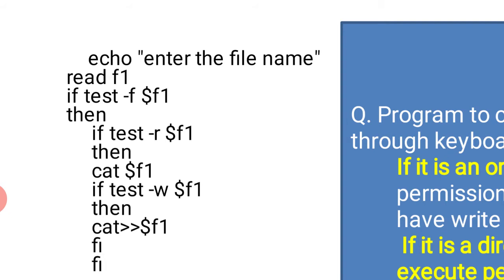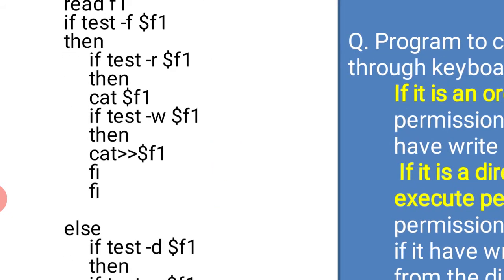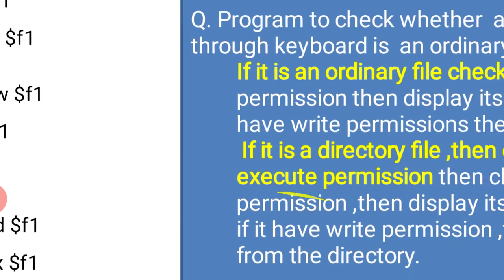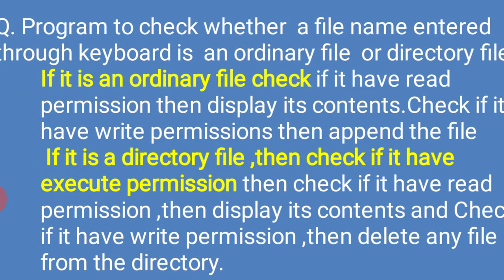Further, if it has read permission, then they have checked it. If test -w $f1, if the file has write permission, then we have used here cat double greater. Students, cat double greater is used to append a file. So this is the first part of the program. First part of the program: ordinary file, then check whether the contents are readable. If it has read permission, then display contents. If it has write permission, then append the content. So this first part is done.